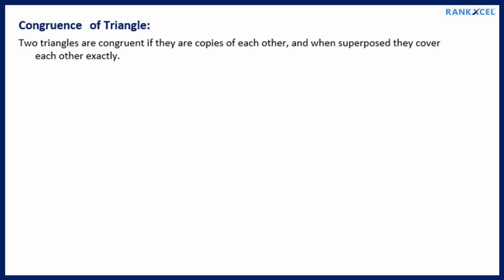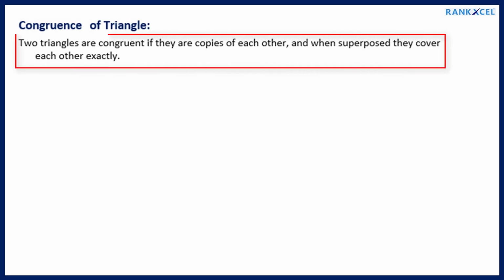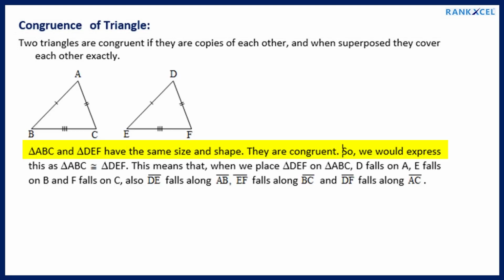Congruence of triangles. Two triangles are congruent if they are copies of each other, and when superposed they cover each other exactly. Triangle ABC and triangle DEF have the same size and shape. They are congruent. So we would express this as triangle ABC is congruent to triangle DEF. This means that, when we place triangle DEF on triangle ABC, D falls on A, E falls on B and F falls on C.